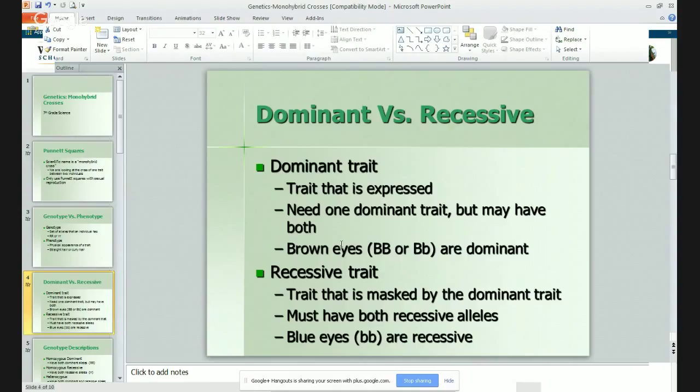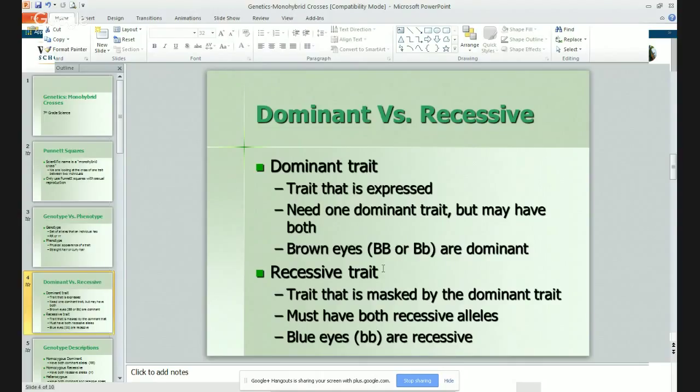This is why brown-eyed parents can sometimes have a blue-eyed child. If both parents are the second type right here, with one dominant and one recessive allele, as long as they both pass on that recessive allele, their kid could have blue eyes. It just depends on whether or not they're a carrier of the blue-eyed allele.